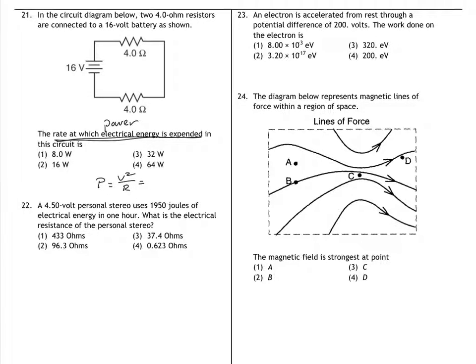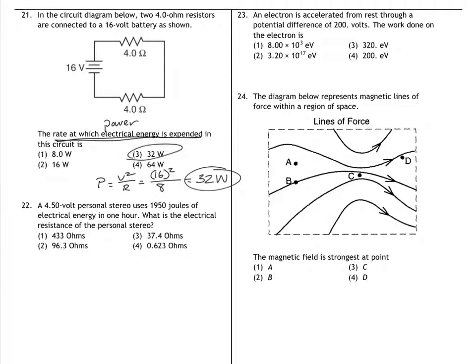The voltage drop for this circuit is going to be 16 squared, of course, and the resistance is going to be the equivalent resistance for the entire circuit, which, since this is in series, it's going to be 8 ohms of resistance. So my calculation got me 32 watts as the answer, or choice 3.